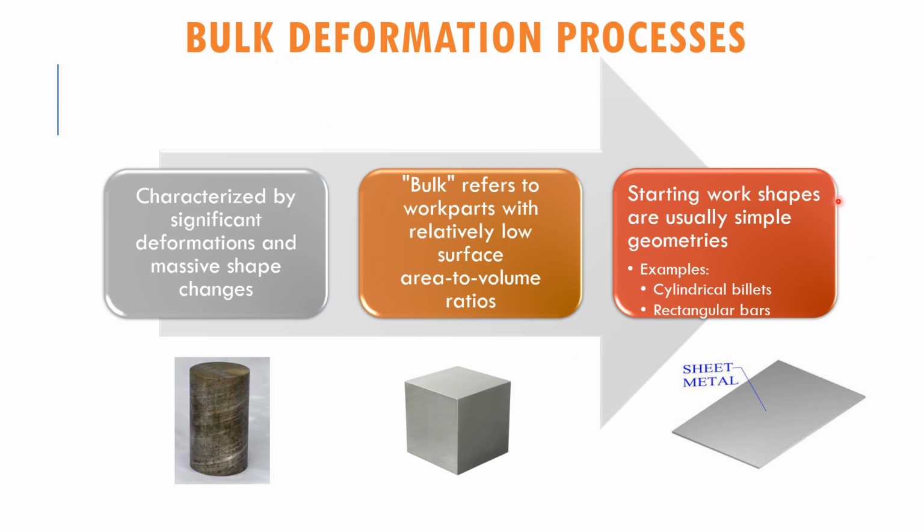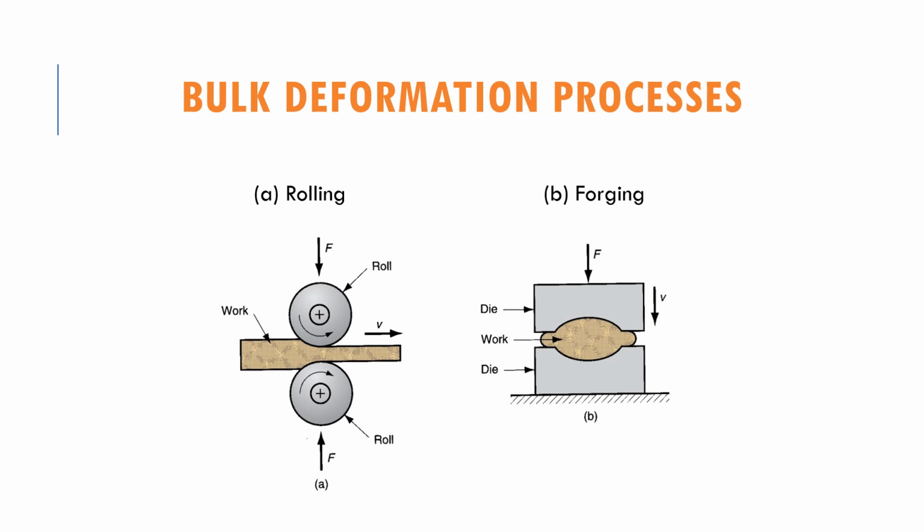And for starting work shape, this is usually simple geometries. For example, this one is the cylindrical billet and this is the square or rectangular bar. Now let us look into the operation of the bulk deformation.